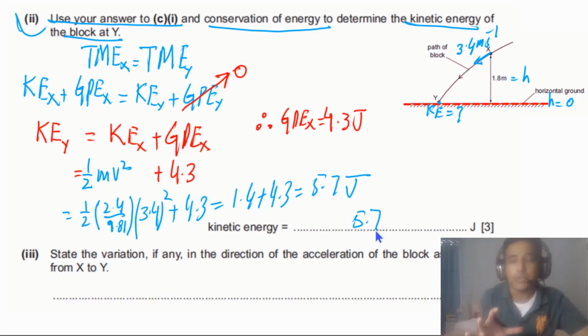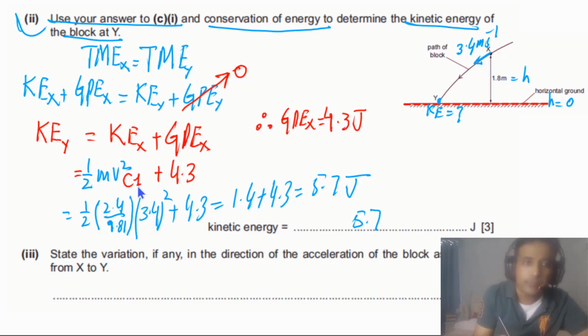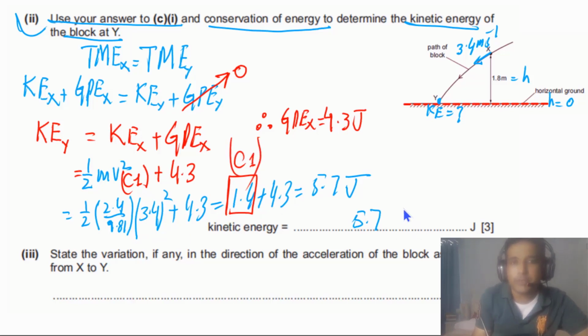So this is how you can calculate kinetic energy at point Y, and this is equal to the total energy at point X. This question has 3 marks. The first mark you get if you have written this formula, meaning you have used this formula. The second mark you get if you have got this value right, so this is a C1 mark. And the final mark is the answer mark. If you got the right answer, you will get 3 marks for this question.